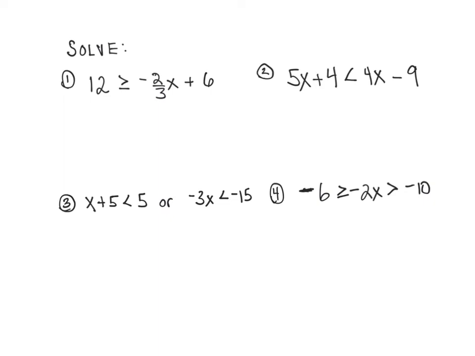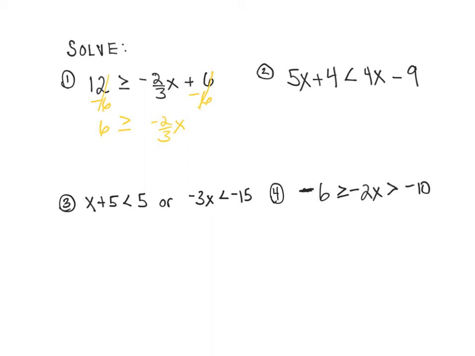All right, we're going to do a quick review of solving inequalities. And so our goal is to isolate the variable on one side of the inequality. So if we look at the first one here, working with inverse operations, I'm going to see that positive 6. I'm going to subtract 6 from both sides. And then I have negative 2/3 times x.